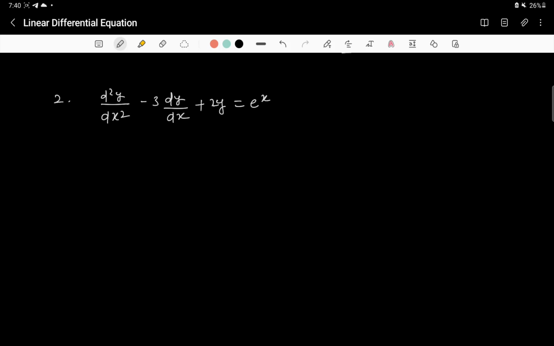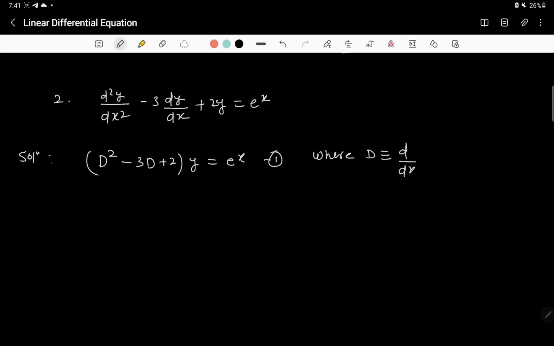We also know that it is a second order linear differential equation with constant coefficients. So for the solution, it can be written like this: (D square minus 3D plus 2) of y equal to exponential x. This is number 1. Similarly, here capital D stands for the operator d by dx.